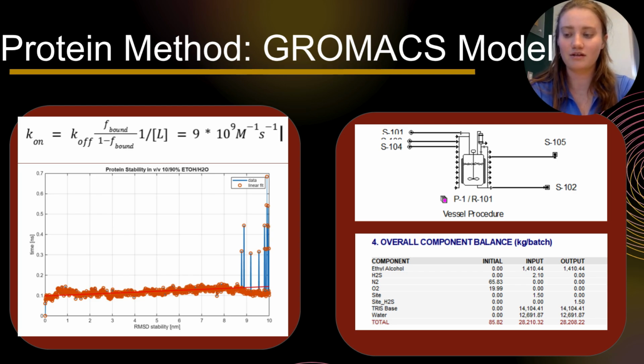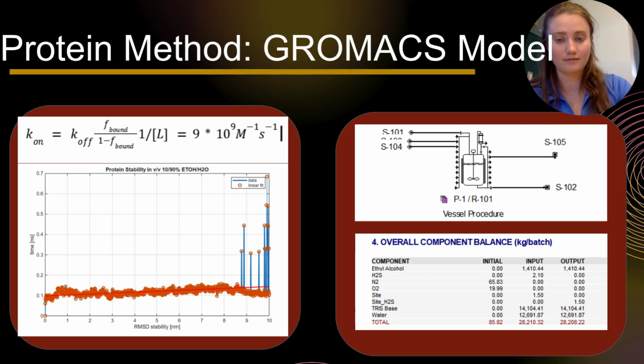GROMACS also generated an approximation for binding kinetics, which was then used in a SuperPose model. The model shows that the protein is highly effective at binding the sulfur and removing it from the environment.